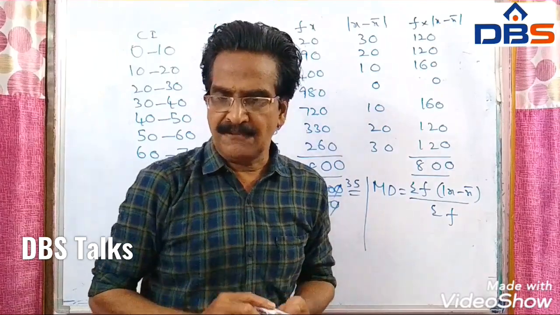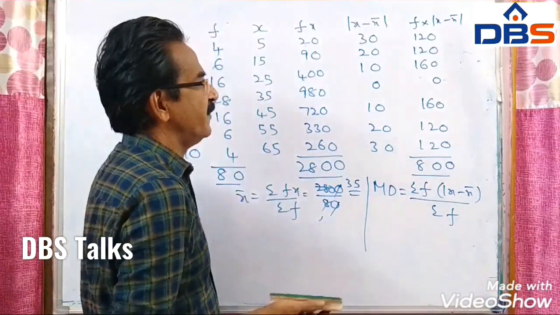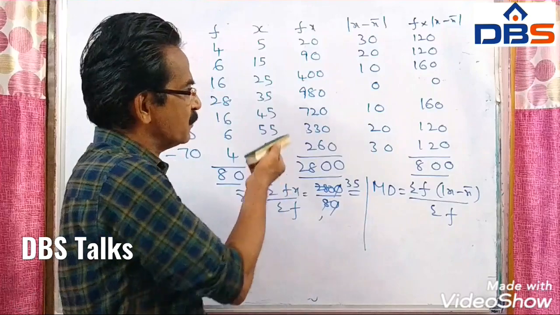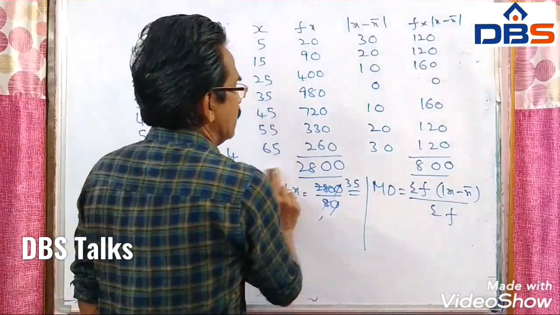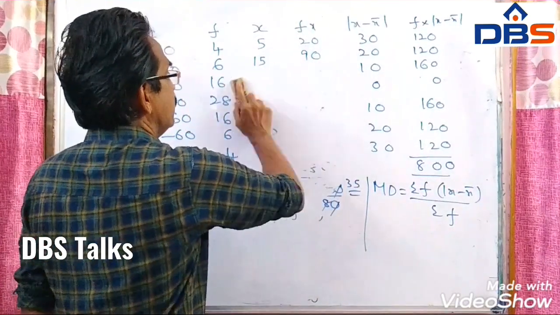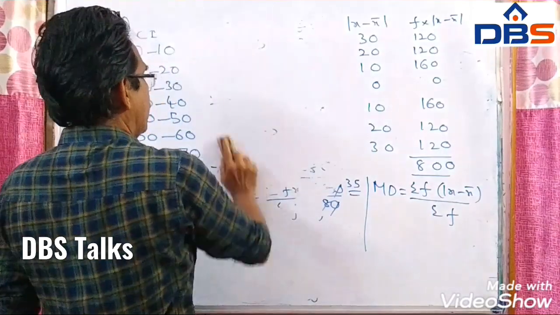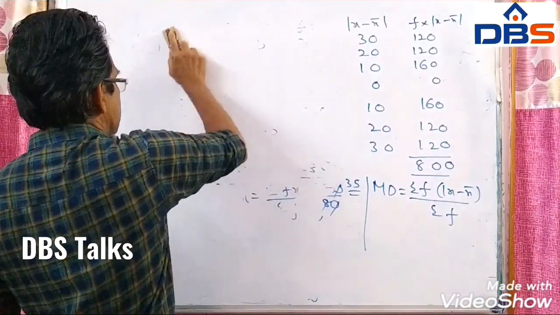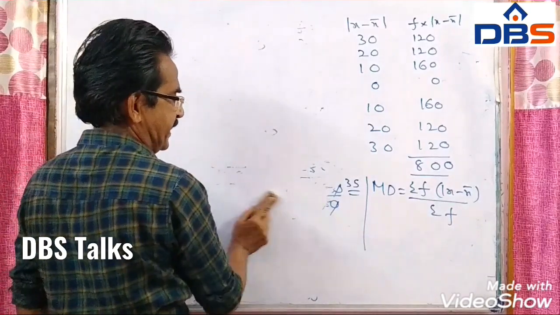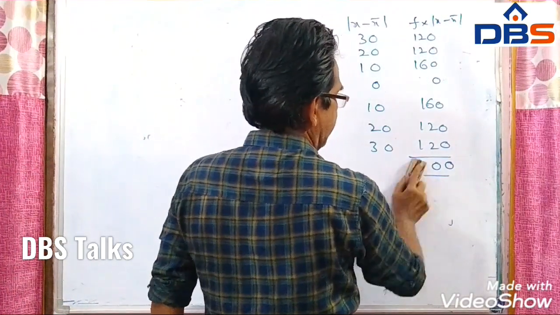Okay, friends, now let us find the variance for grouped data. This question is also an EAMCET 2019 question, friends. And the next question is finding variance for grouped data.